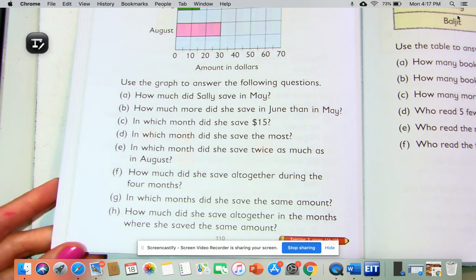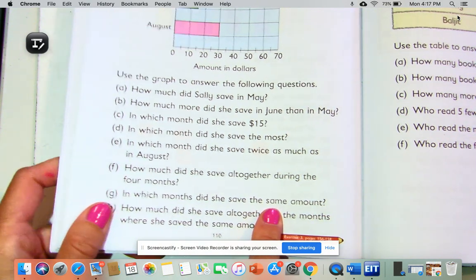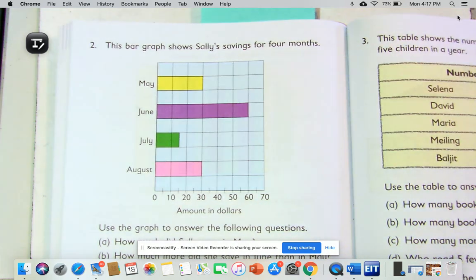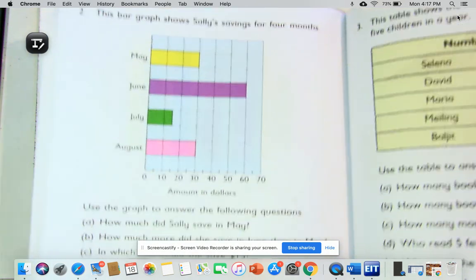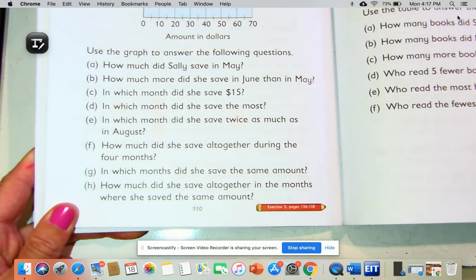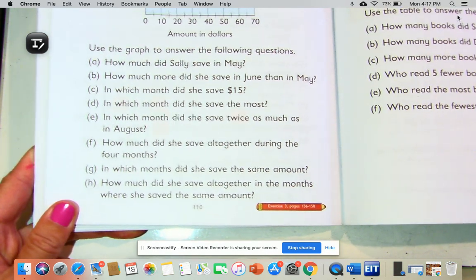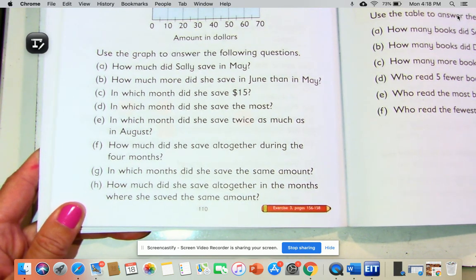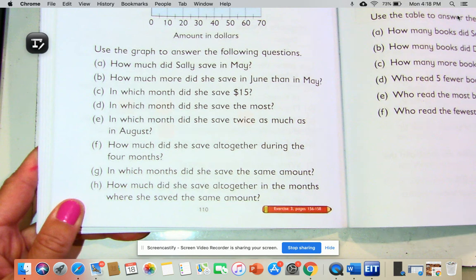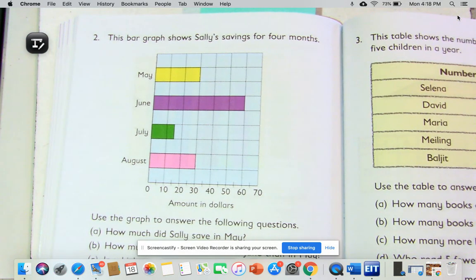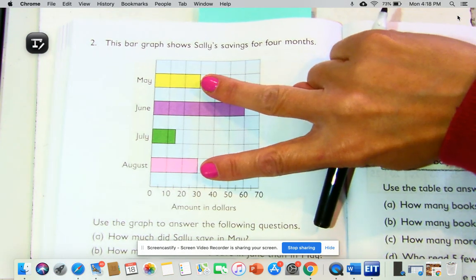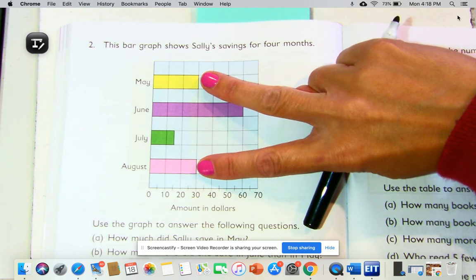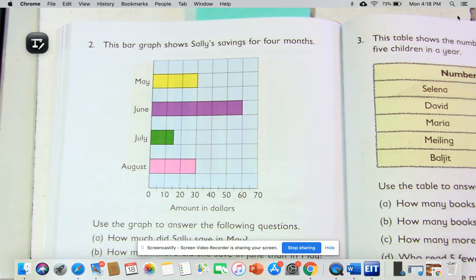All right, let's see. In which month did she save the same amount? Well, we can look at the bar and see the bar is the same for May and August, so in those 2 months she saved the same amount. And how much did she save altogether in the months where she saved the same amount? So I think with that one, they're asking us, well, these 2 months, she saved the same. So altogether in these 2 months, she saved, well, here's $30 plus another 30, and that would be 60.